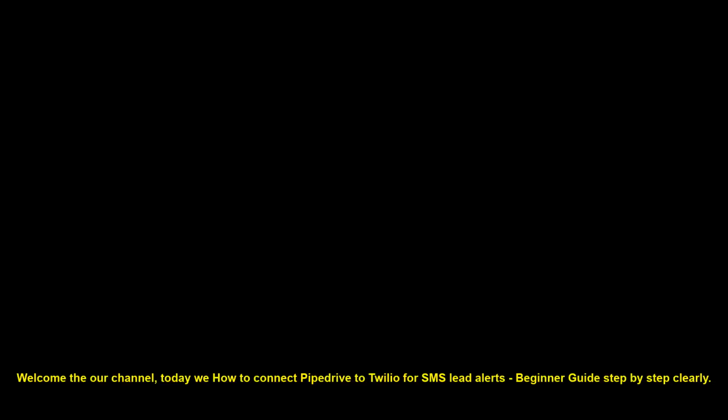step, clearly. First, log into your Pipedrive account. Navigate to the settings icon in the top right corner. From the menu, select Integrations. Search for Twilio in the integration options. Click on the Twilio integration to open its settings.